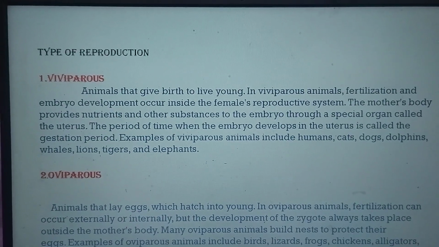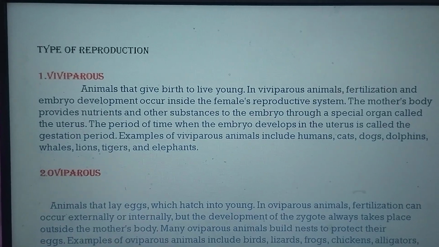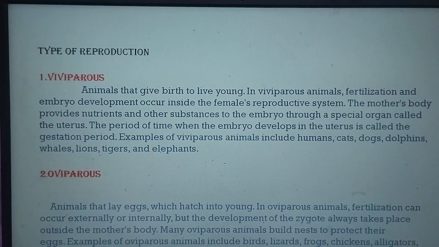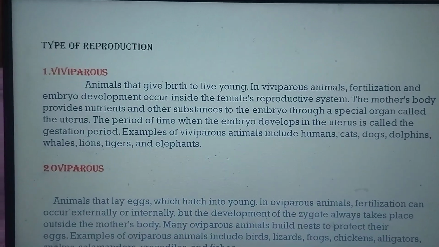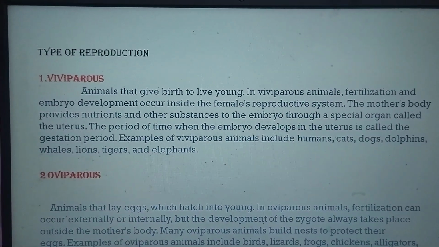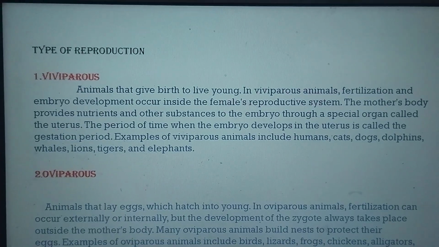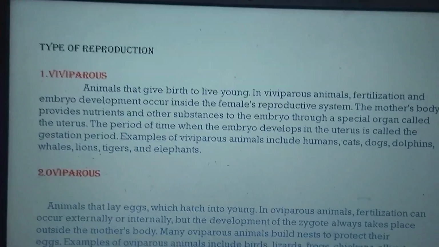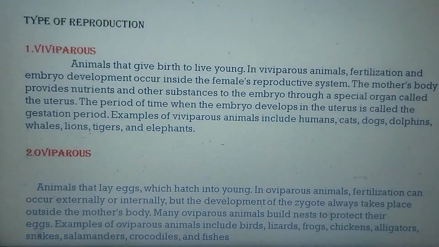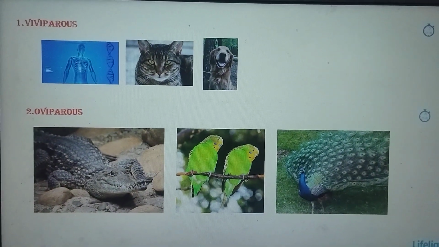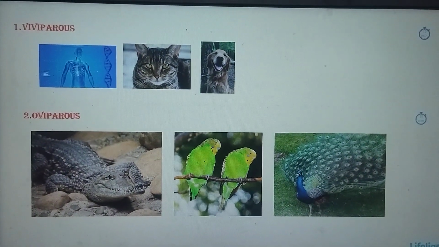Many oviparous animals build nests. For example, oviparous animals include birds, lizards, frogs, chickens, and snakes. All these animals lay eggs. In the next slide we will get to know the exact animals. In this slide you can have a look at viviparous and oviparous animals.